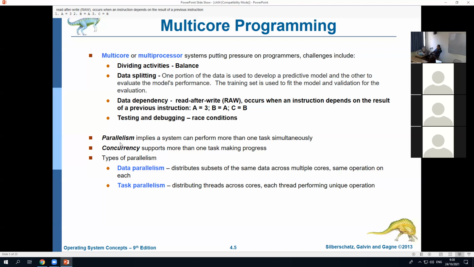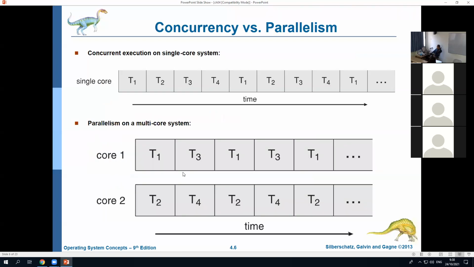Anyway, what they're trying to say is that parallelism is the most basic concept: things are running in parallel. Concurrency means that not only are they running in parallel, but each one is making progress. I think we'll see later what progress means, but it's getting nearer to the solution of whatever problem. All right, I'm going to skip this. Here's concurrency versus parallelism.